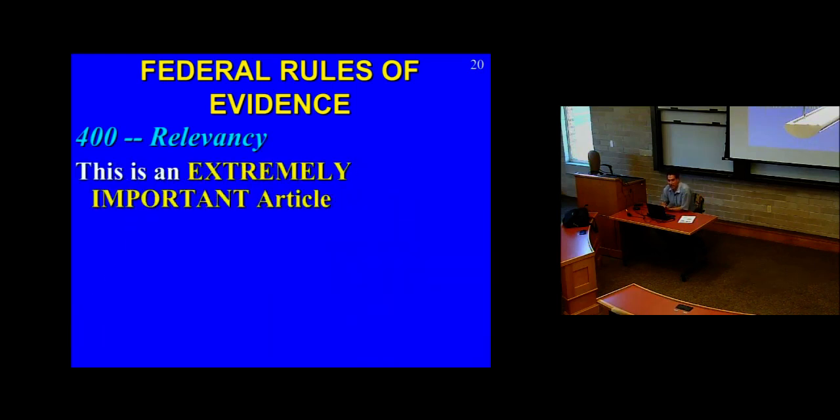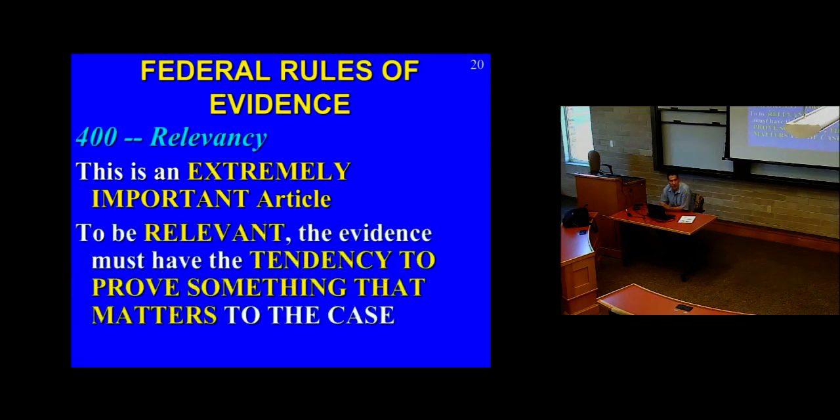All right, so let's start out with the first one, 401 relevancy. And again, this article is extremely important. There could be a lot of testing in this area, bar exams, law review, or law exams. But to start out with the first rule, to be relevant, the evidence must have a tendency, it can have any tendency whatsoever, to prove something that matters in the case. All right, now, what does that mean?